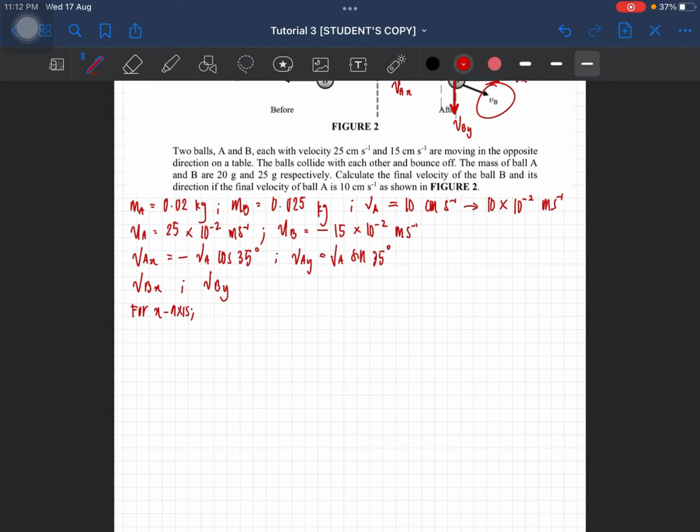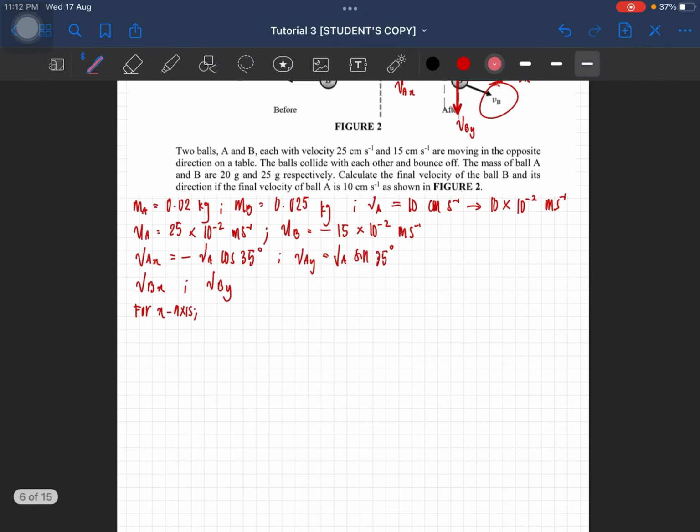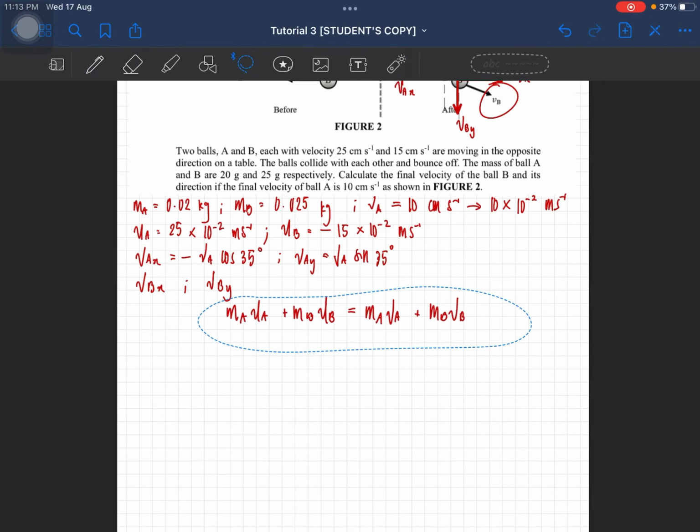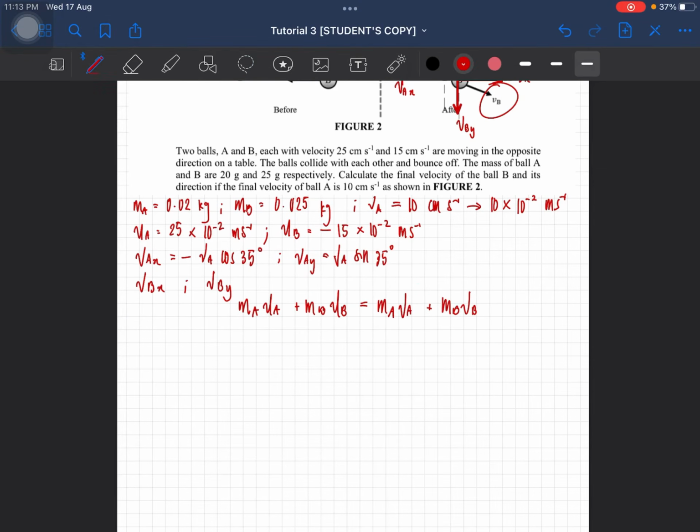For the x-axis, before that, we are going to use the principle of conservation of linear momentum. You have to write down the equation first, then you get the marks. So that is MA UA plus MB UB equal to MA VA plus MB VB. Always remember to write down the formula first. So MAUA, this is going to be for the x-axis.